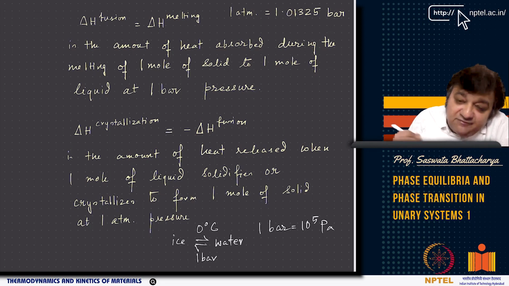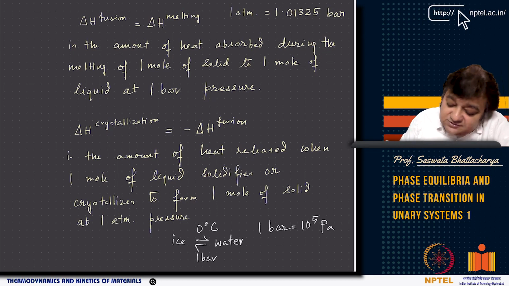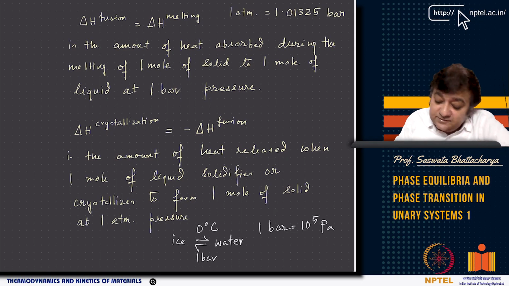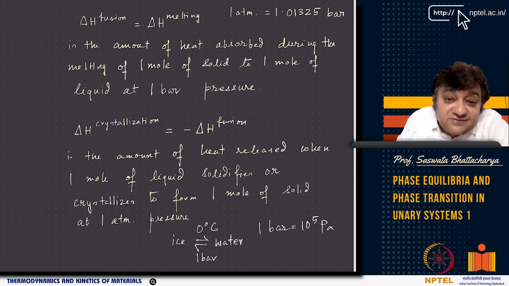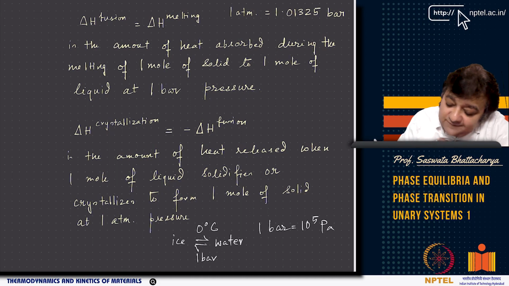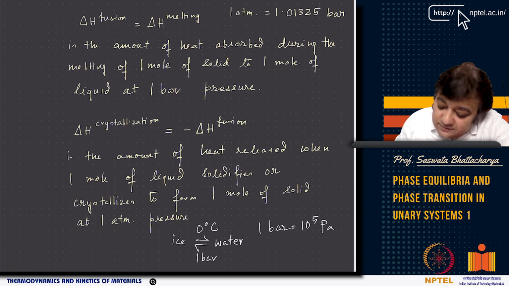And opposite of delta H crystallization or delta H solidification, right? So the enthalpy change due to solidification is minus of the enthalpy change due to fusion or melting, right? Melting or fusion are the same process. So if you think of the definition of delta H fusion or delta H melting, that is the amount of heat absorbed. A solid has to absorb this amount of heat, and 1 mole of solid absorbs this amount of heat, that is delta H fusion, that is nothing but the latent heat, and it converts to 1 mole of liquid at 1 bar pressure.